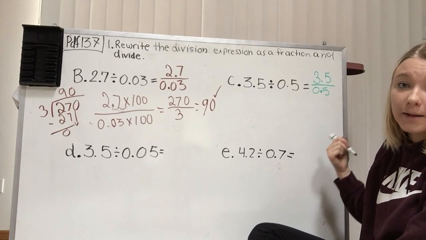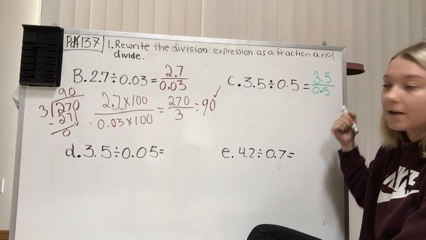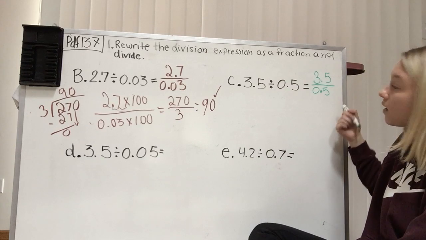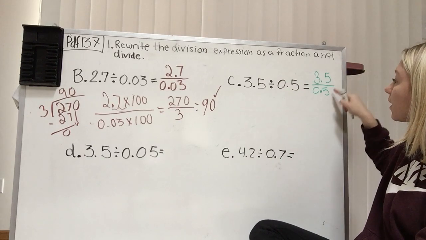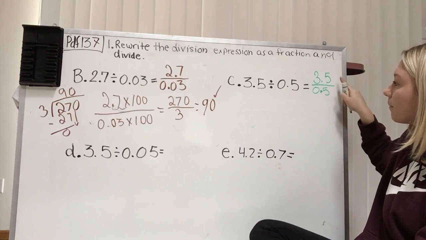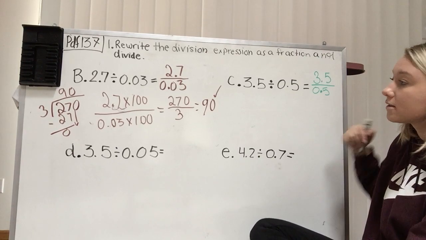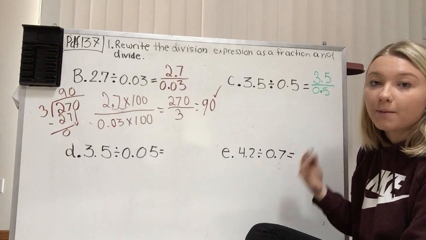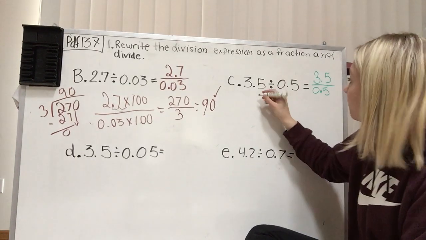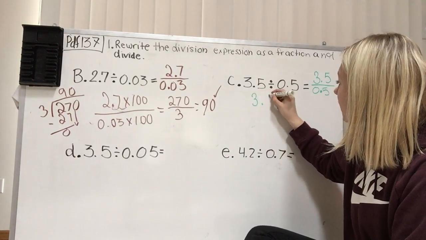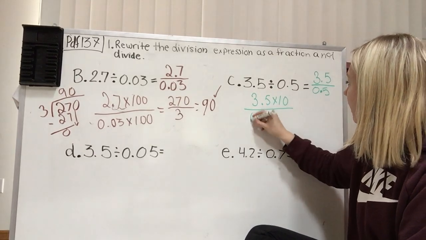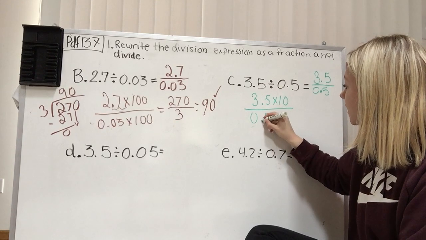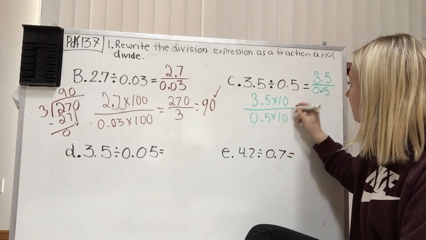Do I have to multiply it by 100? No, because there's nothing in the hundredths place, right? The numerator and the denominator both have numbers only in the tenths place. So I'm going to multiply both the top and the bottom number by 10 to get rid of the decimals. So I have 3 5/10 times 10, and then I have 5/10 times 10.